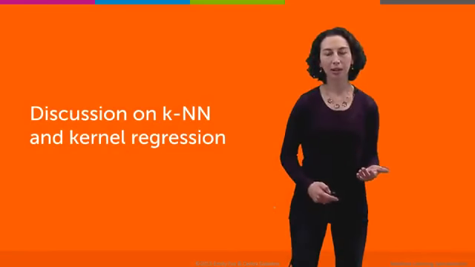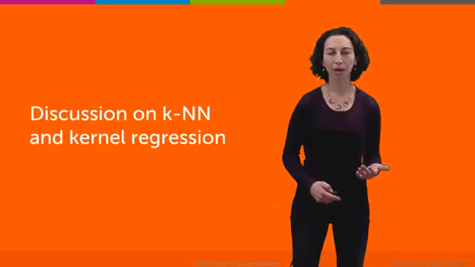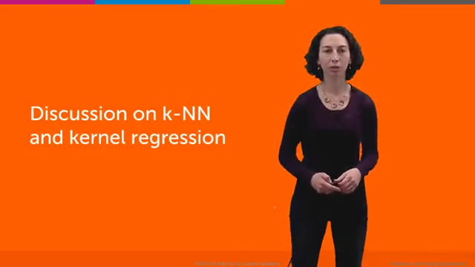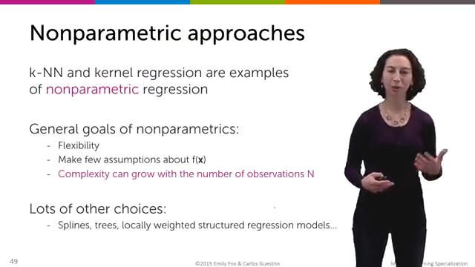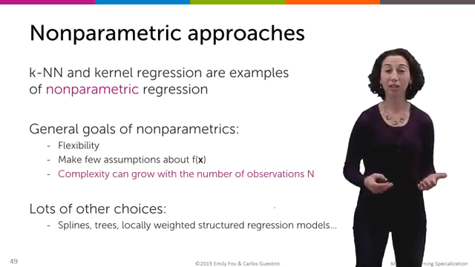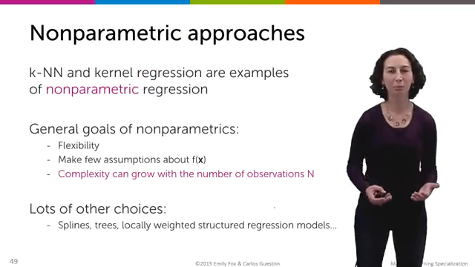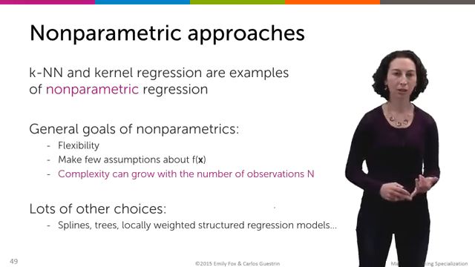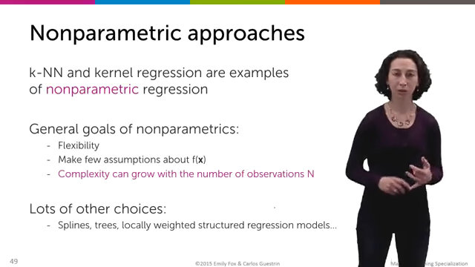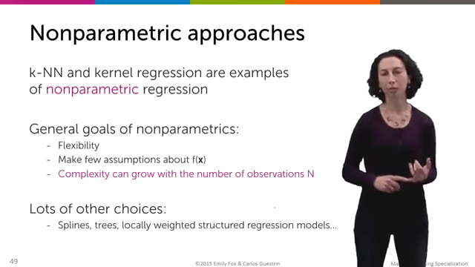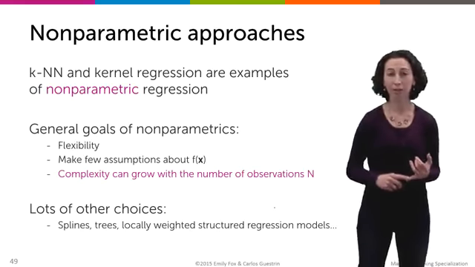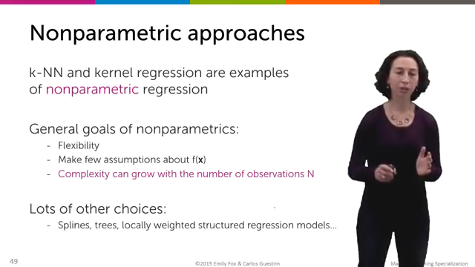So now let's step back and discuss some important theoretical and practical aspects of k-nearest neighbors and kernel regression. If you remember the title of this module, it was called Going Non-Parametric, and we've yet to mention what that means. What is a non-parametric approach? Well, k-nearest neighbors and kernel regression are examples of non-parametric approaches, and the general goal of a non-parametric approach is to be really flexible in how you're defining f of x.